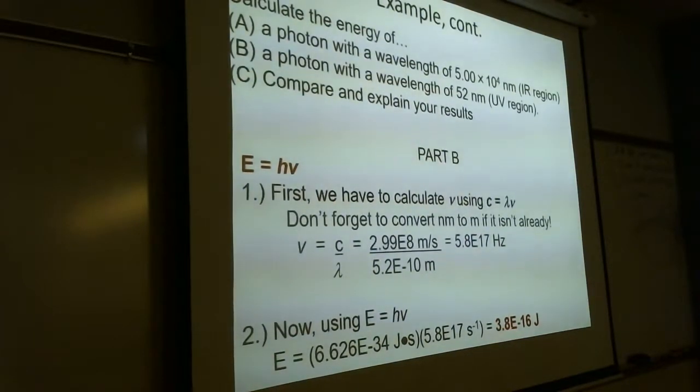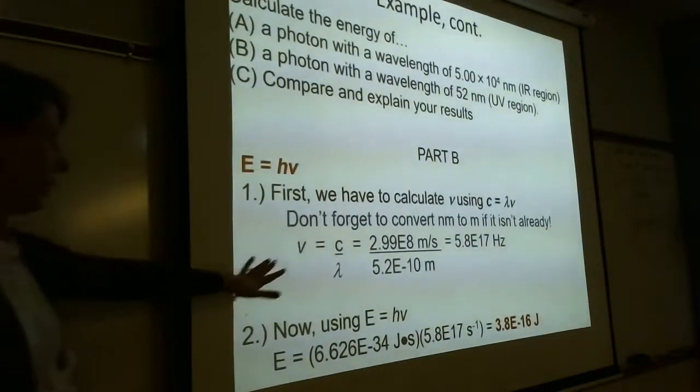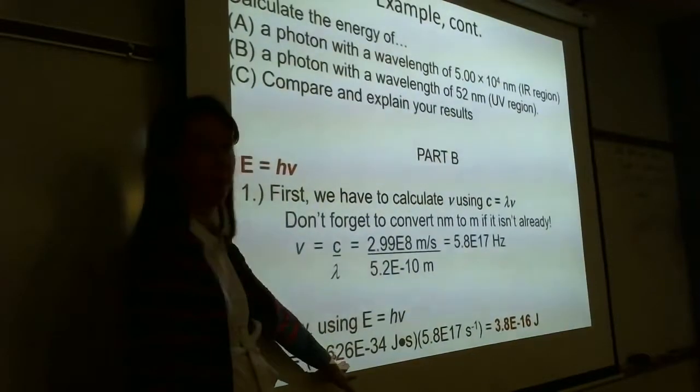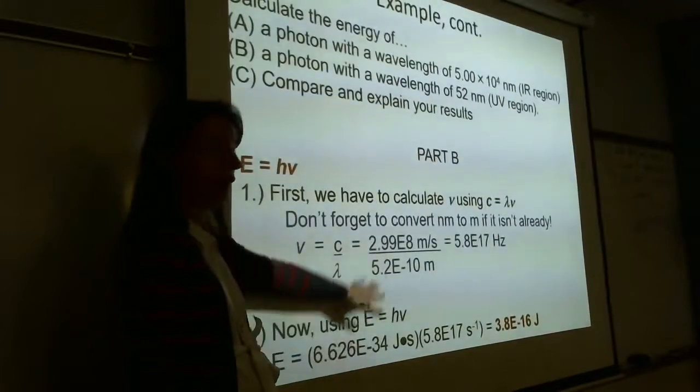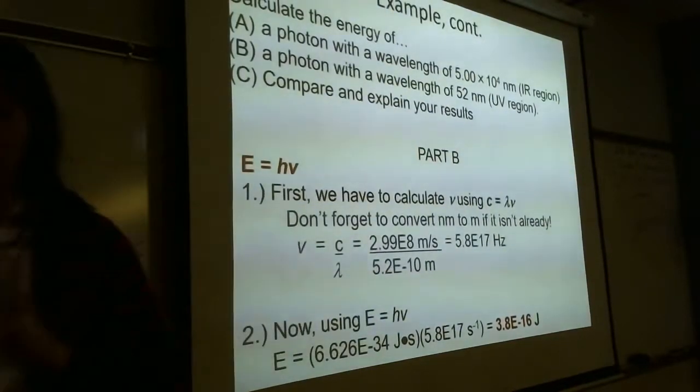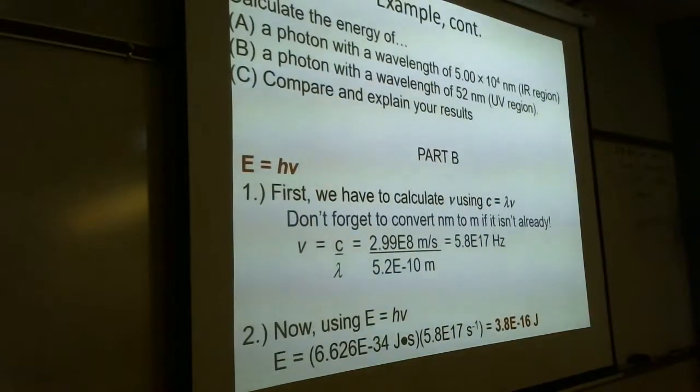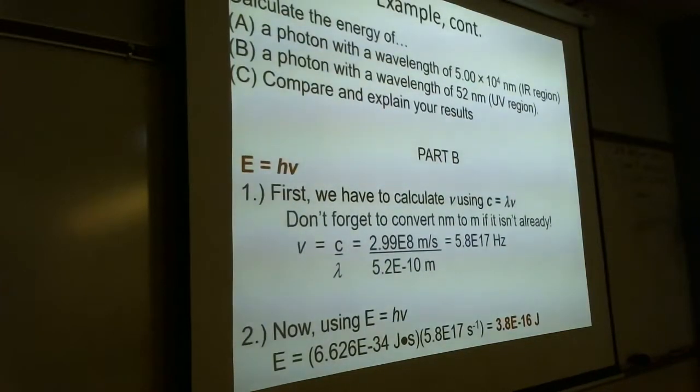2 sig figs this time, right? Because I had 2 sig figs here. I had 3 sig figs on the first one. Does the speed of light or Planck's constant factor into sig figs? Do they factor into sig figs at all? No, right? Because they're constants. They're not measured values. Does everybody understand how and why we did part B the way we did?